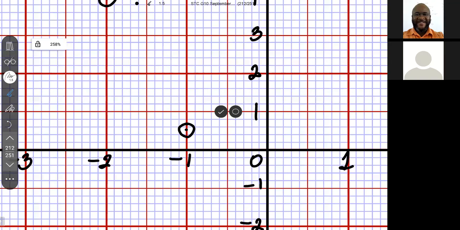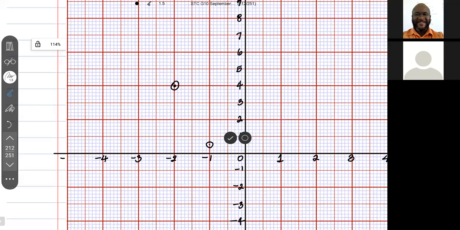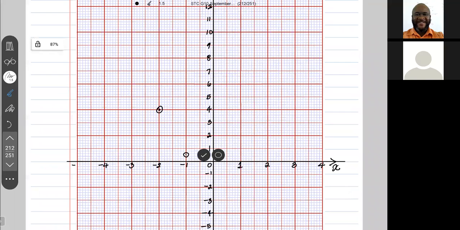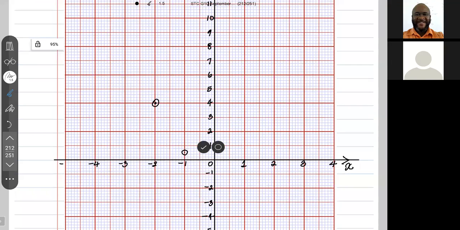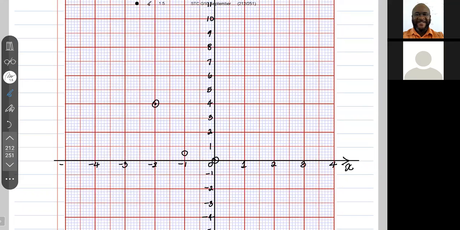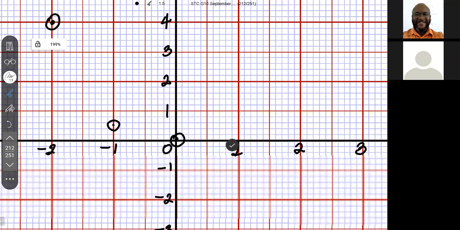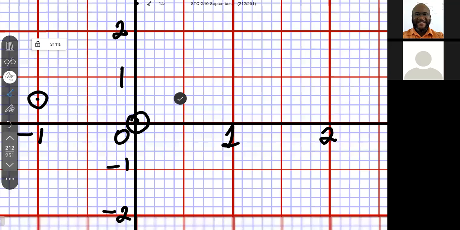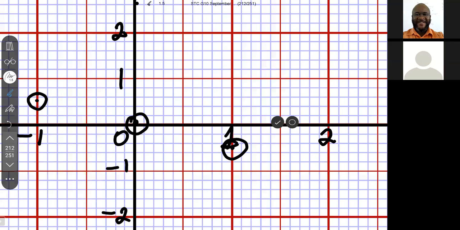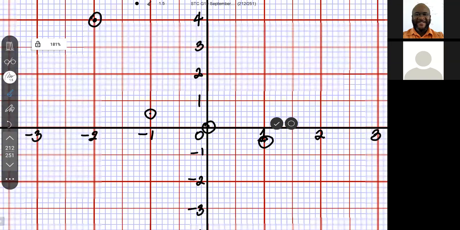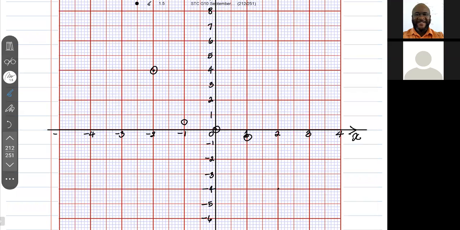The next point is 0, 0, which is the origin. Then 1, -0.5, which would put me about here. And 2, -4, which is my last point. 2, -4, which would put me here. So I have all my points.